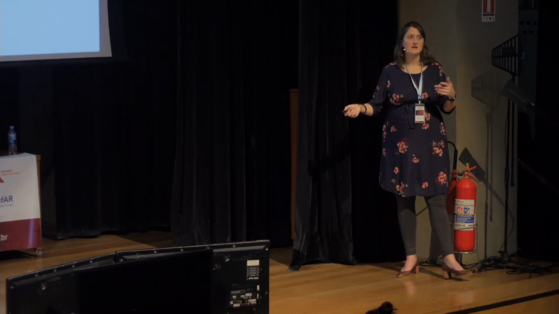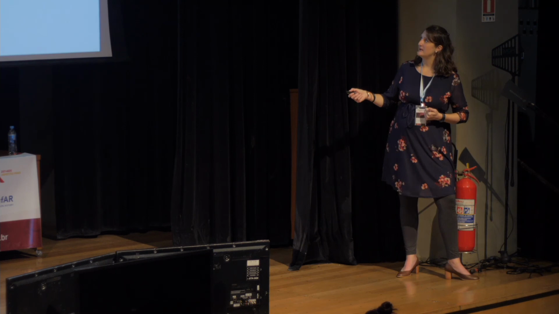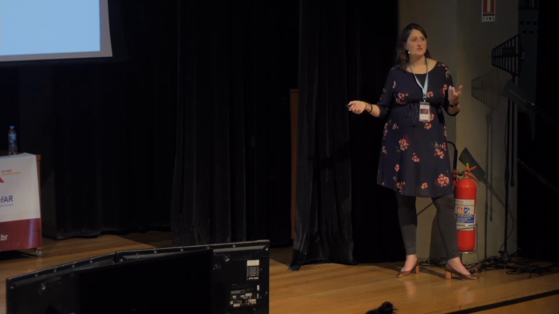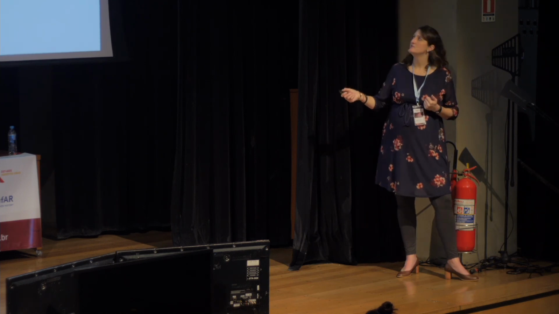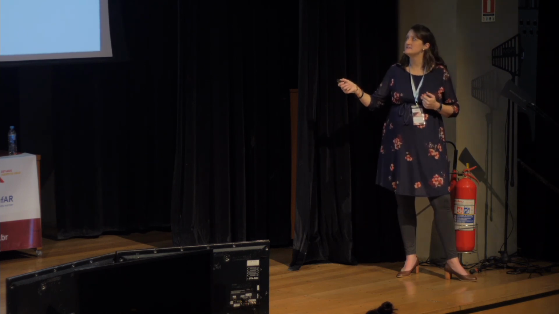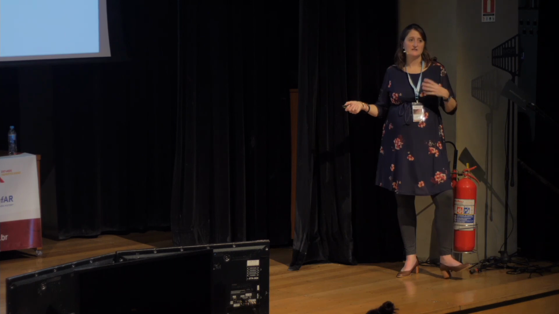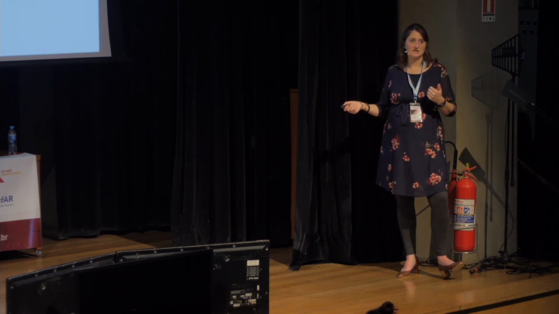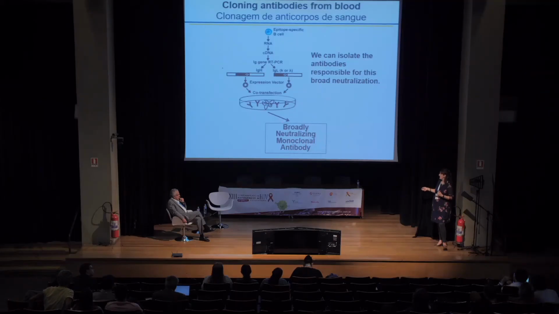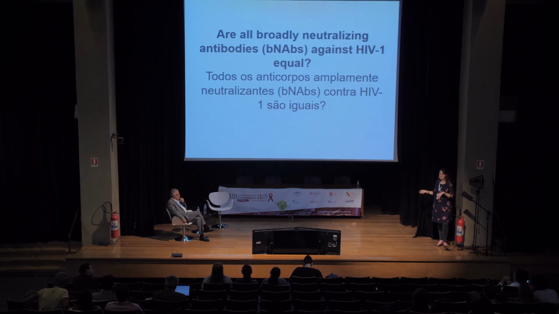And of course, because of technological advances, and also knowing the structure of the virus, you can make much better virus proteins now, tag antigen-specific B cells, and pull out the antibodies that are responsible for this broad neutralization, and generate them as broadly neutralizing monoclonal antibodies.